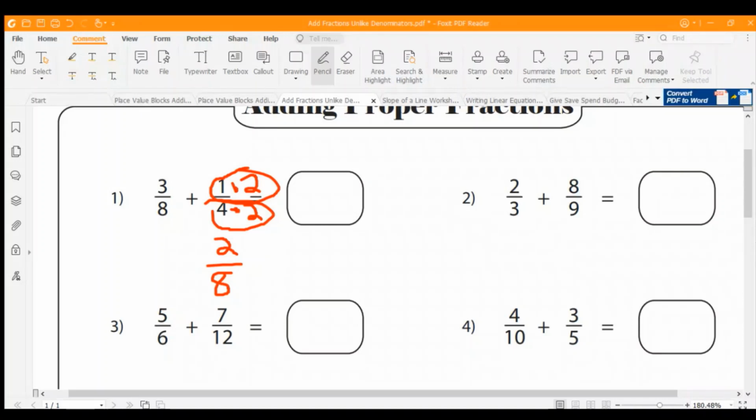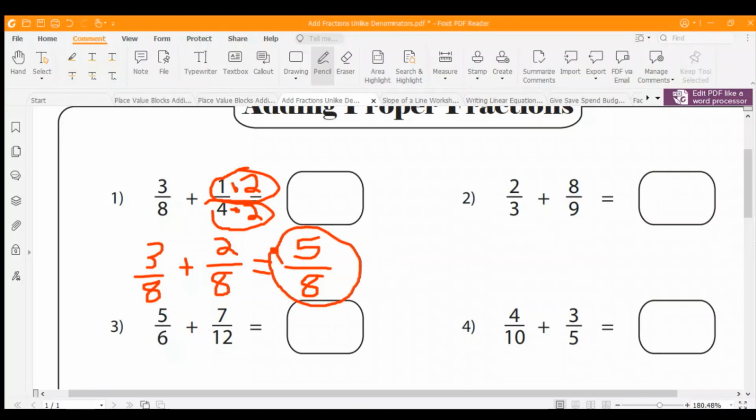1 slice out of a 4-slice pizza is the same amount of pizza as 2 slices out of an 8-slice pizza, because the pieces are smaller if it's cut up into 8 slices, right? So we just keep the first fraction the way it is. The other one, we did by a multiplier of 2. We got what's called an equivalent fraction, and now that the denominators are the same, we can keep the denominator as 8, but we add the numerators. 3 plus 2 is 5, so there's our answer, 5 out of 8, okay?